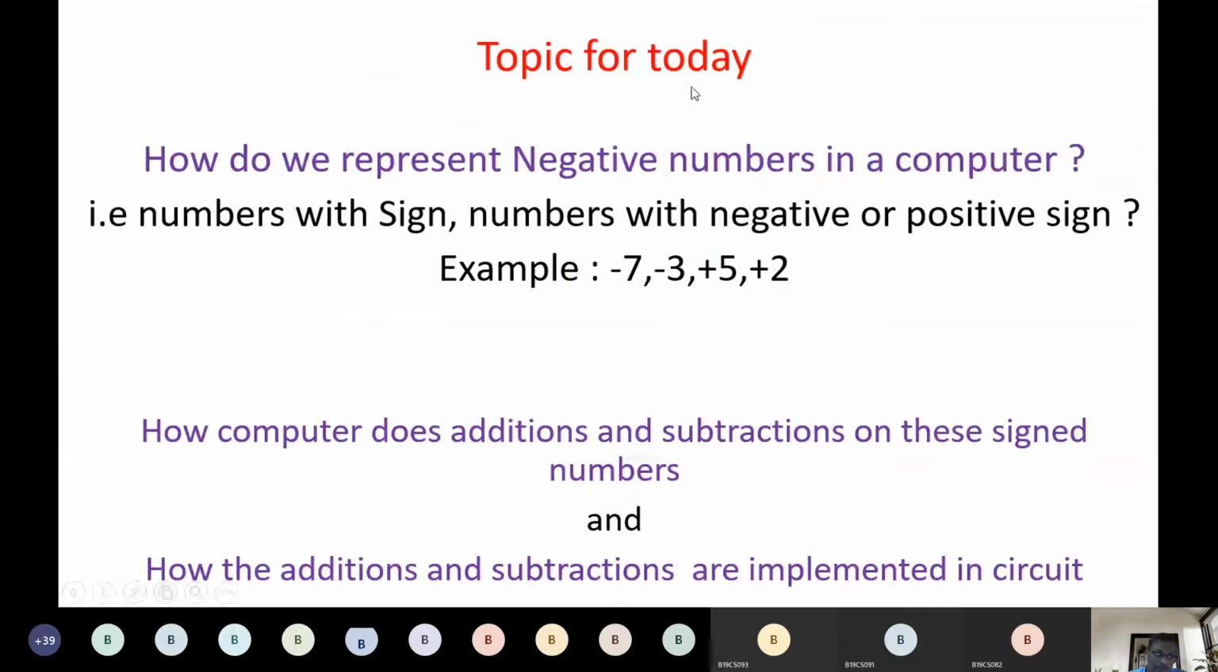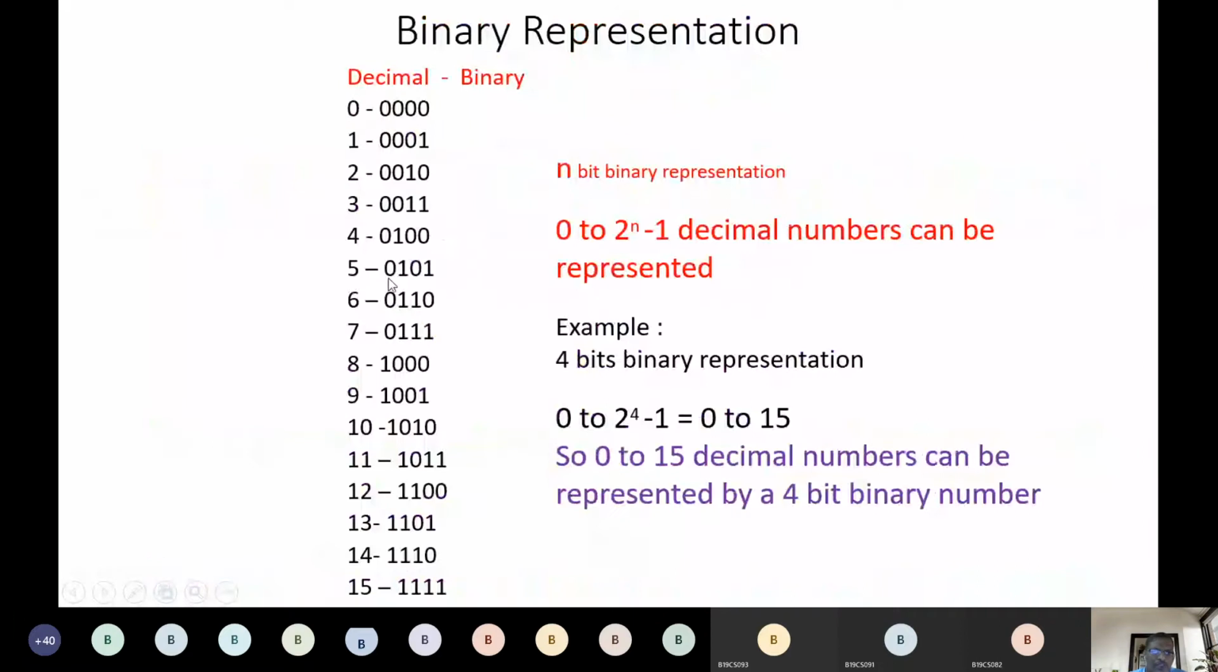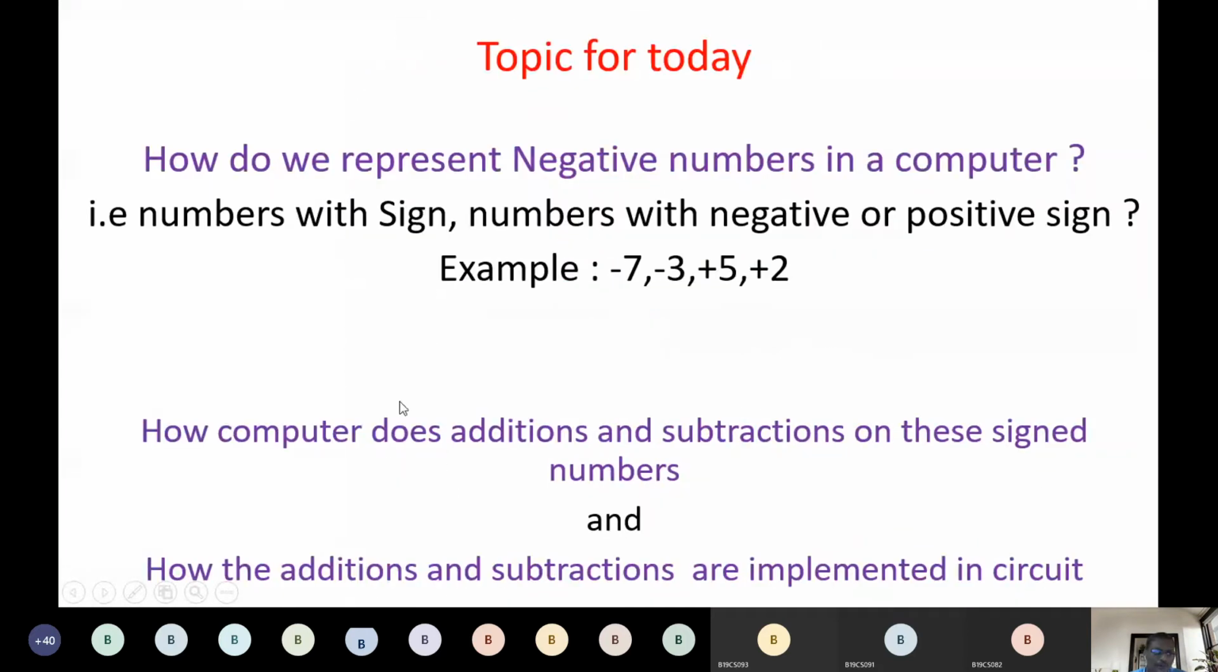So the topic for today is how do we represent negative numbers in a computer? That is, numbers with some sign, with a negative sign and a positive sign. Positive we have already seen, but the question is how do you represent negative numbers like -3, maybe -7? +2 and +5 we already saw. +5 is 0, 1, 0, 1 and +2 is 0, 0, 1, 0. But how do we represent -5 and -2, maybe -7 and so on? This is the topic for today.